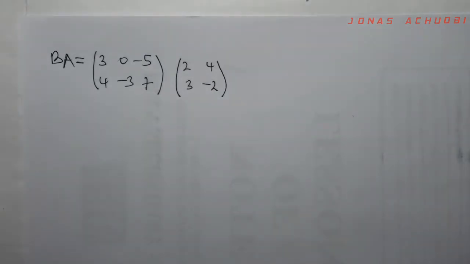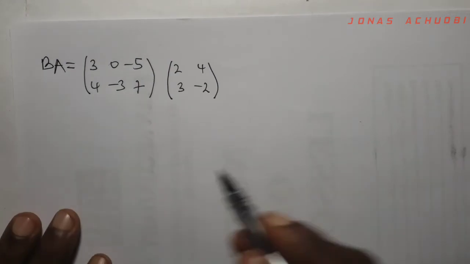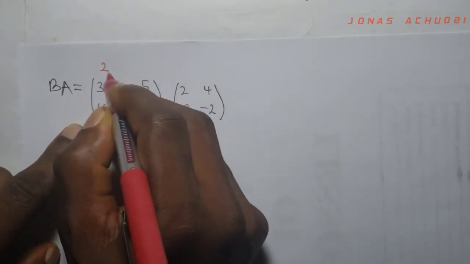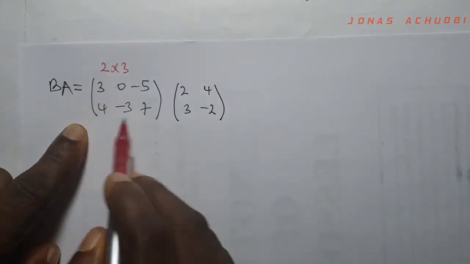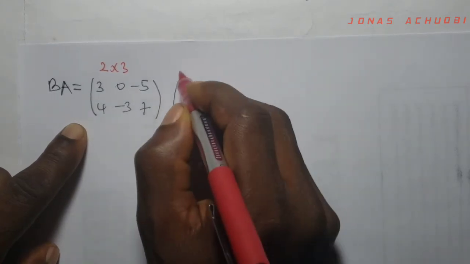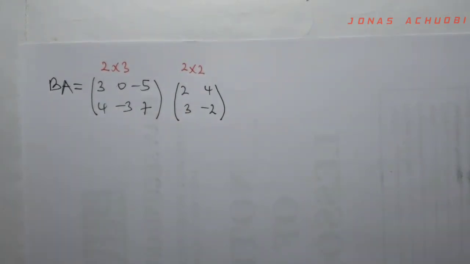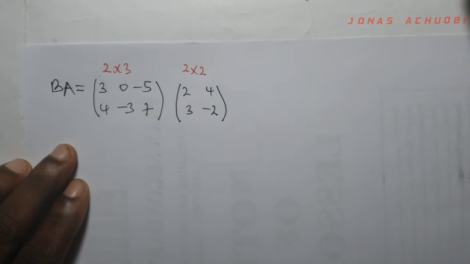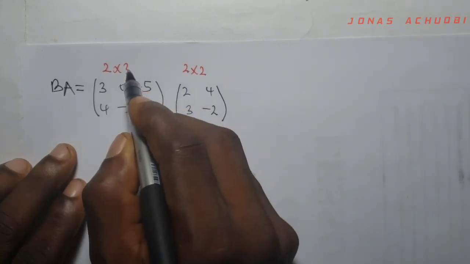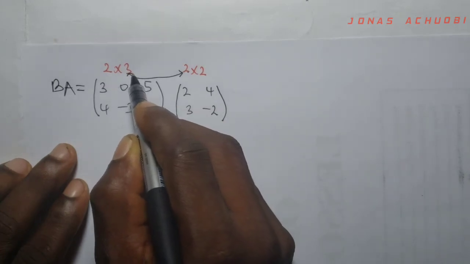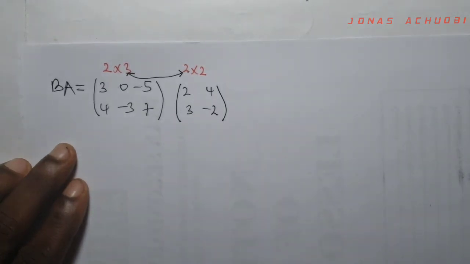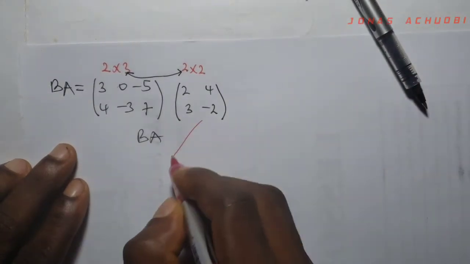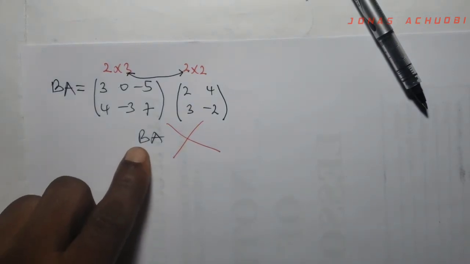Of course, we must check first if multiplication is possible. Let's check. Matrix B is a 2 by 3 matrix, 2 rows and 3 columns. Matrix A is a 2 by 2 matrix. So what happens? Matrix B has 3 columns, while matrix A has 2 rows. Whoops, the number of columns of matrix B and the number of rows of matrix A do not correspond. So BA is not possible. So we cannot multiply matrix B by matrix A.